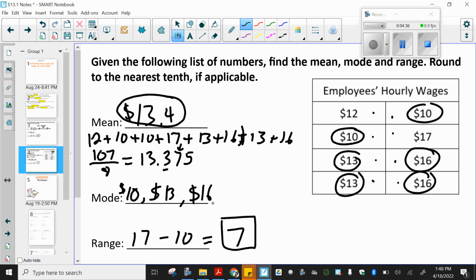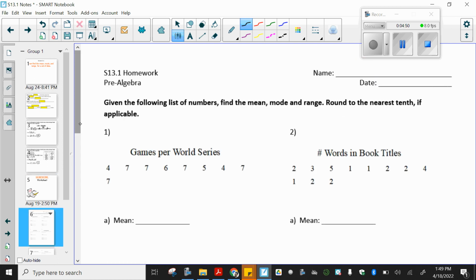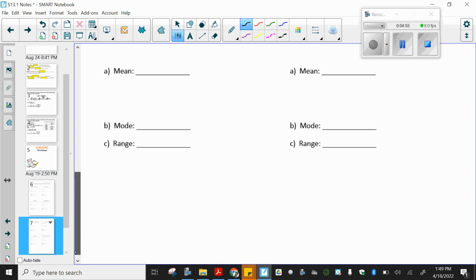So for mean, you add them up, divide by the total number of things. In this case, it was 8. The mode, we're going to count them. Whatever appears the most is the mode. It can be multiple numbers, and the range is the largest minus the smallest. Homework's going to be a worksheet. It's going to look like this. You're going to add them up. Use your calculators. So you're going to have 8 opportunities.